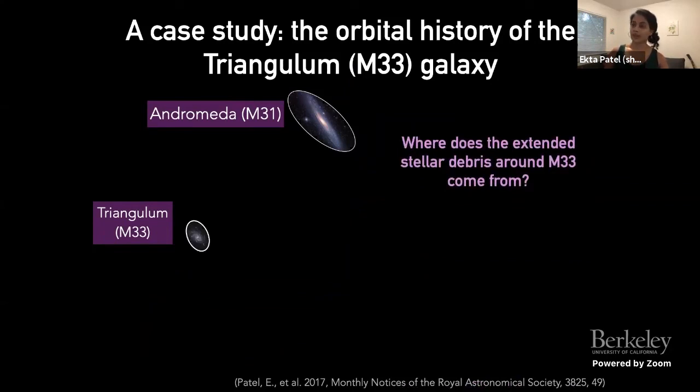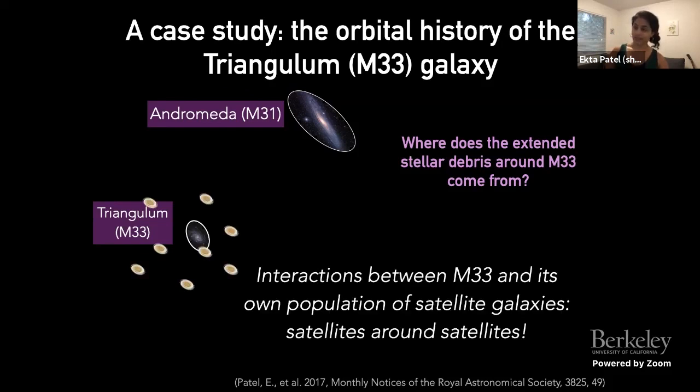And so another project that I followed up with, and one potential hypothesis, and I should say that this is not the only potential explanation, but the one that I favor, is that Triangulum itself might also host a population of its own satellite galaxies that through interactions of their own might give rise to that stellar debris we see around Triangulum. So we're talking about a set of satellites orbiting around another satellite galaxy, which is then orbiting around, in this case, the Andromeda Galaxy.